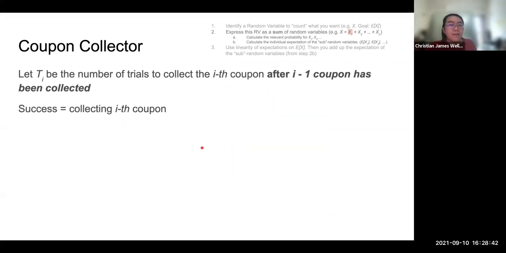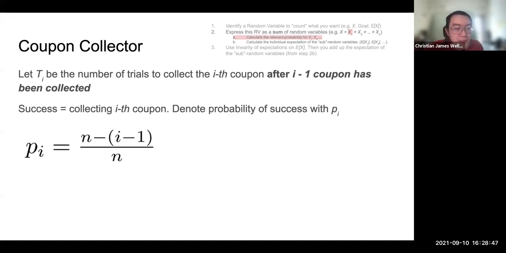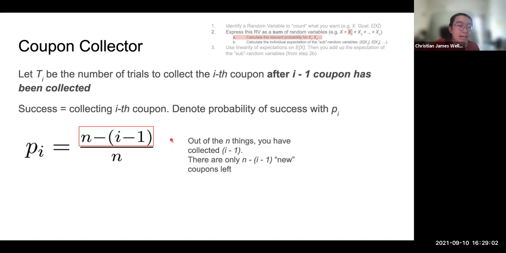Now, success here for me is to collect the ith coupon. I managed to successfully collect it. And the probability of it, remember, I want to calculate the relevant probability. This thing maybe looks a bit scary, but if you give it a quick thought, what it means is that I have n coupons, but I have successfully collected i-1. So I don't care about them. So it is n minus those i-1 things that I've collected. This is why the probability is like this.